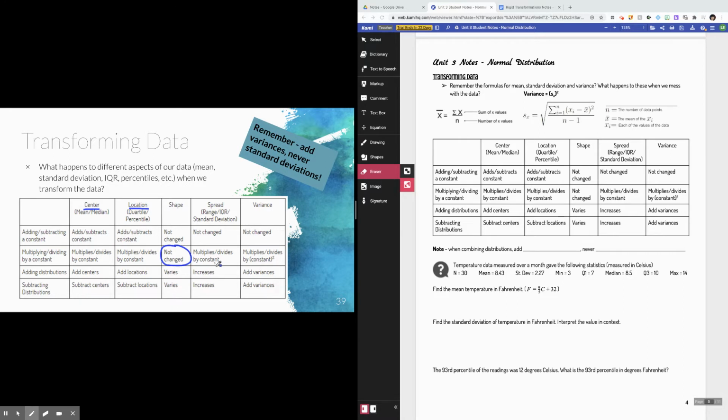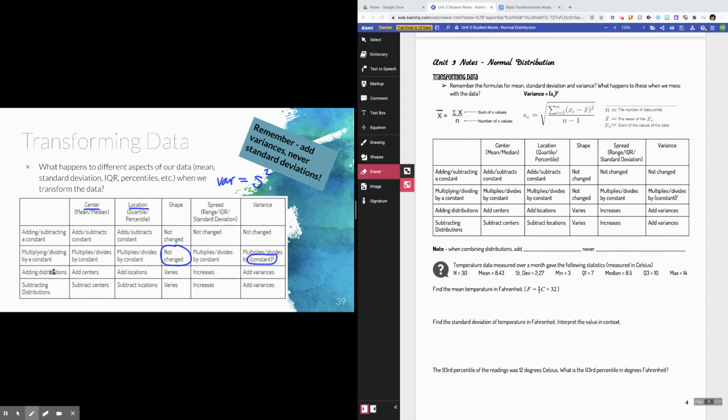Just as a reminder, for variance, you end up multiplying or dividing by whatever the constant was, squared, because variance is standard deviation squared.